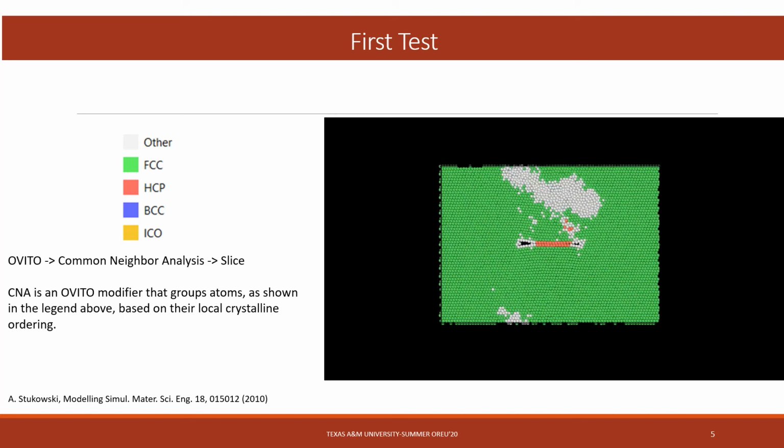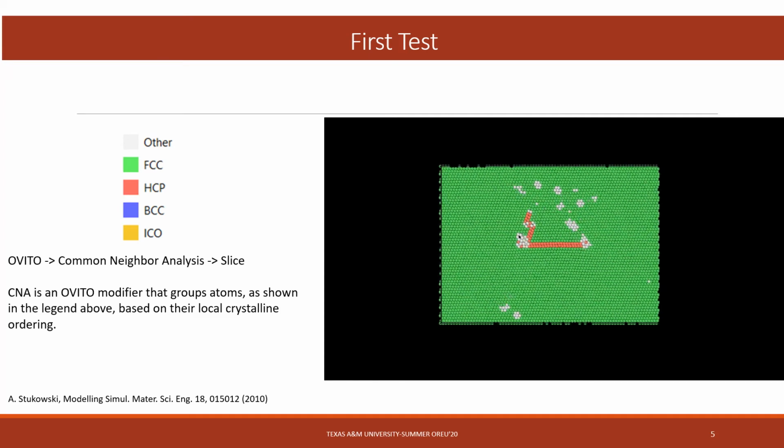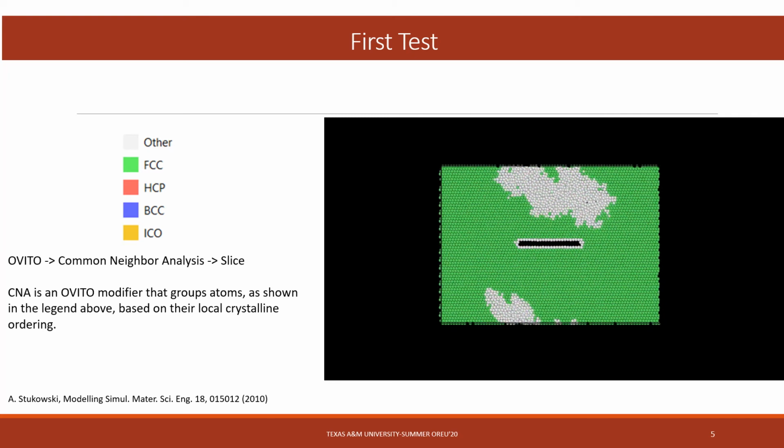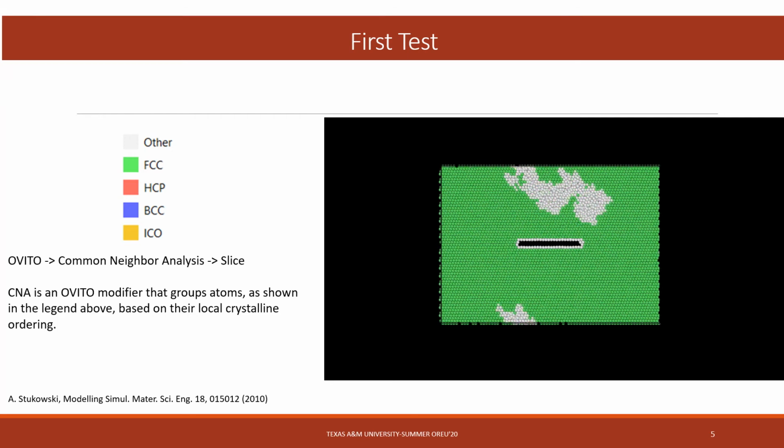And there is also formation of stacking faults indicated by the red HCP atoms. As a side note, I have used the OVITO modifier Common Neighbor Analysis to group these atoms into categories of different ordering types, like FCC, HCP, BCC, and so on. How does this modifier work? It does it by looking at the local ordering around the atom of interest.